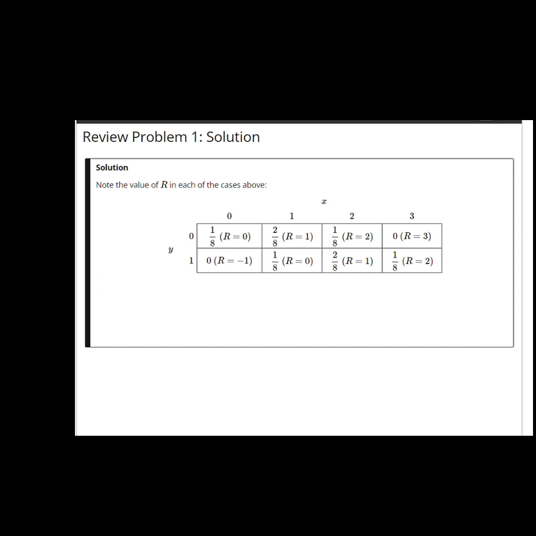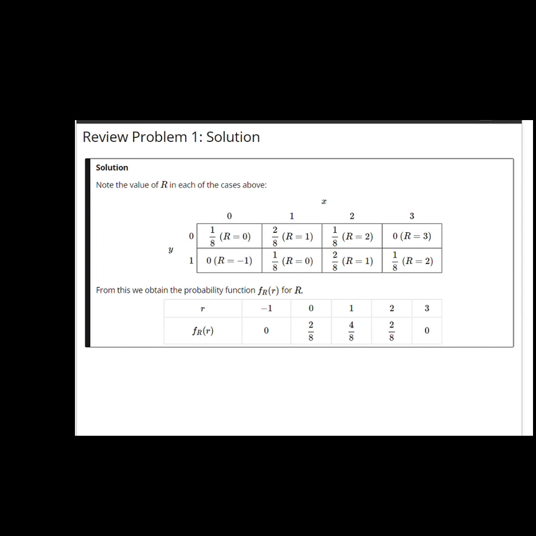So in this table, I've written the values of r corresponding to each pair for x and y, and you'll notice that r equals 0 occurs twice in the table. R equals 1 also twice. So below this, we've compiled the possible unique values for r and their corresponding probability. For example, r can run anywhere from -1 up to 3, but the probability of the two extreme values, -1 and 3, are both 0.